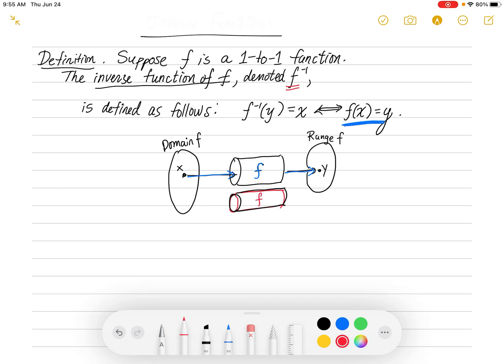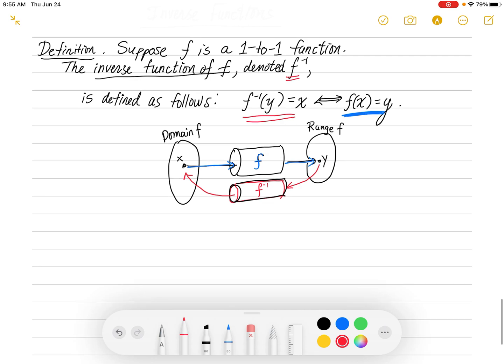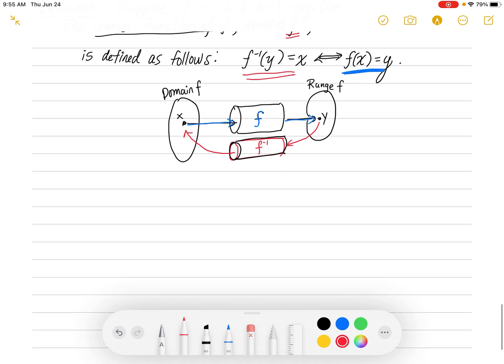Now you have another machine, which we're going to call red, that basically does things in reverse. I'm going to underline this in red here. The idea is you plug y into this machine. I'm going to call it f -1, f superscript -1, that's f inverse. You plug in y and out the other side comes x. So the blue function f takes x to y, and the red function f inverse takes y back to x. That's all this is saying.